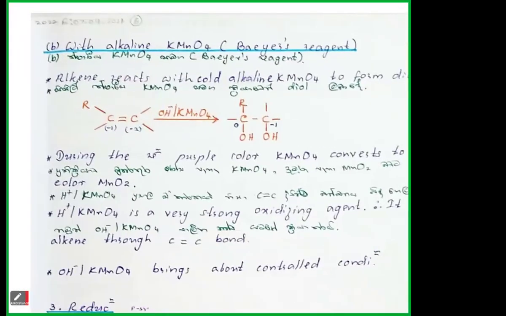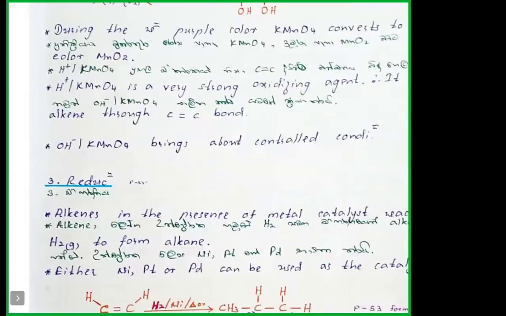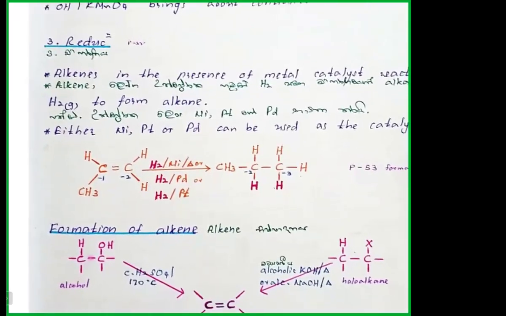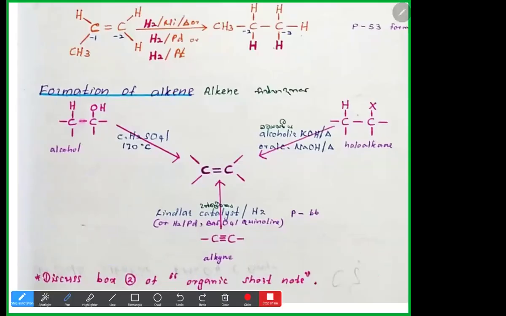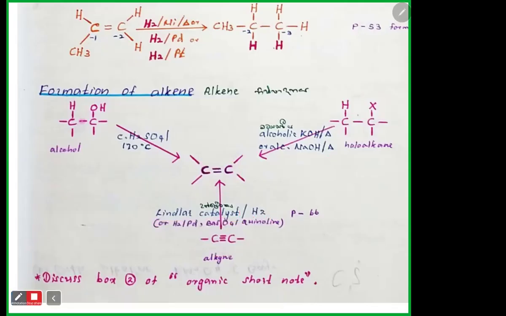In alkaline medium, it's very easy. The double bond breaks, two OH groups are joining. That is called Baeyer's reagent. Reduction is again easier, making alkanes with any of these catalysts with hydrogen. Then formation of alkene. To make the alkene, you are always supposed to have either one halogen or one hydroxide. Hydroxyl group, concentrated sulfuric acid at 170. Halogen, alcoholic potassium hydroxide or sodium hydroxide. And with alkynes, Lindlar catalyst and H2 partially reduce the triple bond to a double bond. See how easy. Now we are done with alkene.